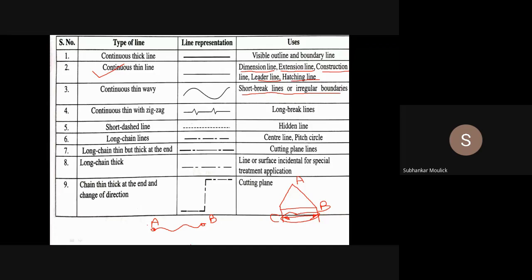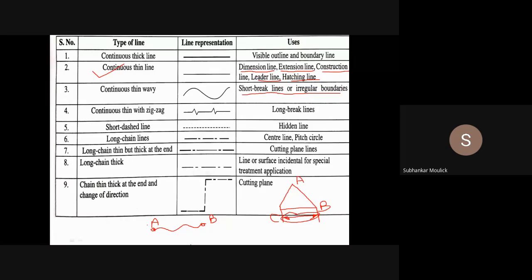Is it clear? Yes, sir. Or irregular boundaries. Irregular boundary means if the boundary of any drawing is not regular, there is an unevenness, then you have to use this continuous thin wavy line. Is it clear? Yes, sir.